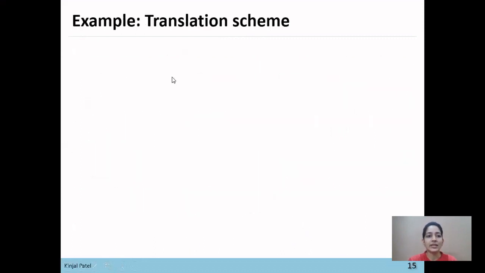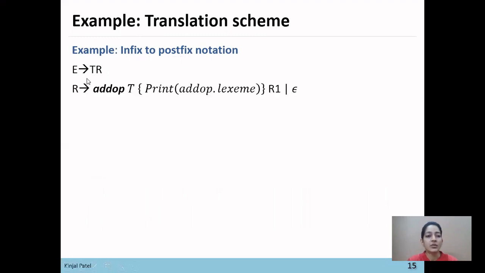So we'll see the translation scheme by one example, that we want to create a translation scheme for infix to postfix notation. Means we want to create a translation scheme which can convert an expression in infix to postfix notation. So here is the translation scheme for infix to postfix notation, that E derives TR. R derives add operator. Here add operator is the reference of the operator. It's not used to print any operator. Okay, then T. T is used to represent the digit.